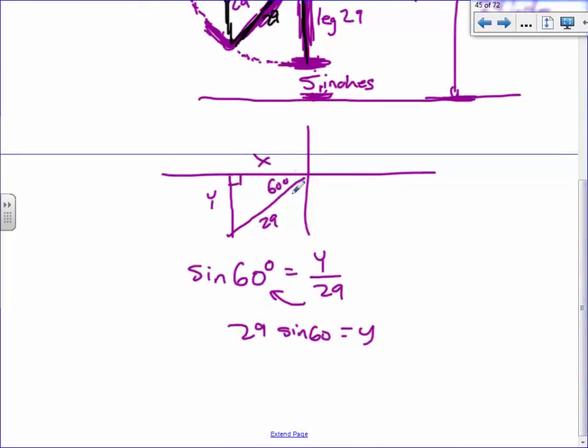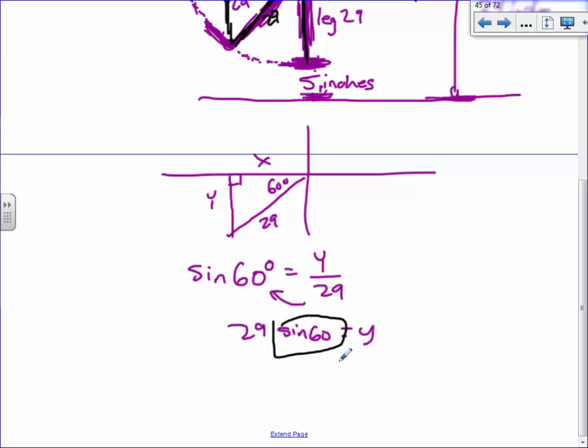Alright, so the hypotenuse is 29. We don't know the x or the y distance. I'll find the y distance, 29 sine 60. Now, you could go to your calculator and try typing in 29 sine 60, and it'll give you some decimal value. One of the things I wanted you guys to practice was, can you avoid writing sine 60 and replace it with something else instead?